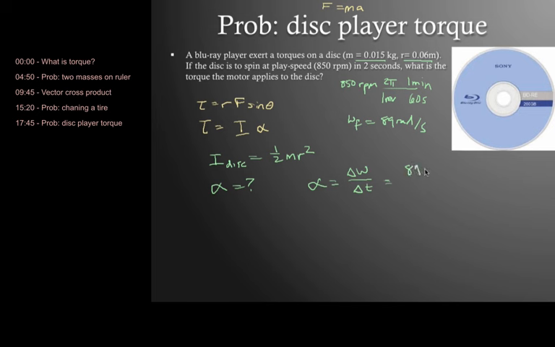So here we have 89 radians per second minus 0, and it does this in 2 seconds. So then our angular acceleration is 44.5 radians per second squared. Then our torque tau is equal to the moment of inertia times alpha. So this is equal to 1/2 times this squared, and then times the angular acceleration that we found. And what you'll find is that this is equal to 0.02 Newton meters.